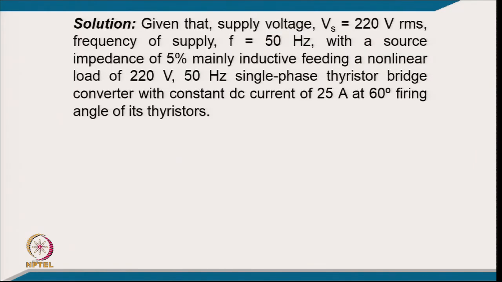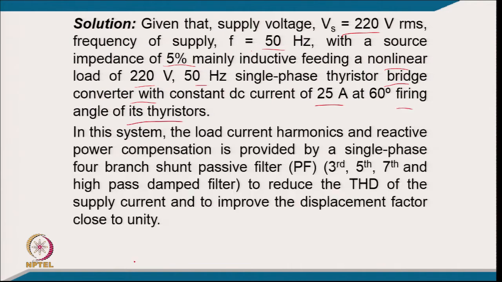So, coming to the solution part of it, given that the supply voltage Vs is equal to 220 volt RMS, frequency of supply 50 hertz, with a source impedance of 5%, mainly inductive, feeding a non-linear load of a 220 volt 50 hertz single phase thyristor bridge converter with a constant DC current of 25 ampere at the 60° firing angle of its thyristor. So, in this system, the load current harmonics and reactive power compensation is provided by the single phase 4 branch passive filter, third, fifth, seventh and high pass damped filter, to reduce the THD of the supply current and to improve the displacement factor close to unity.